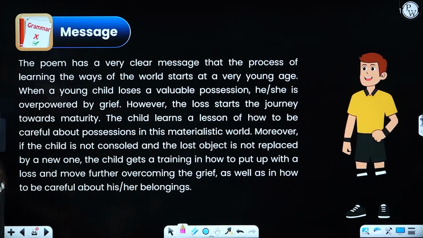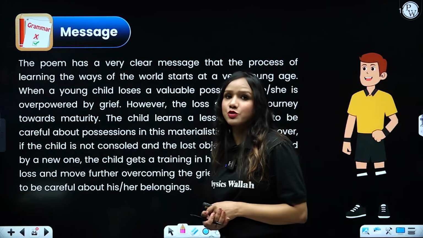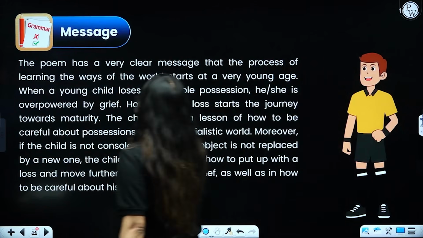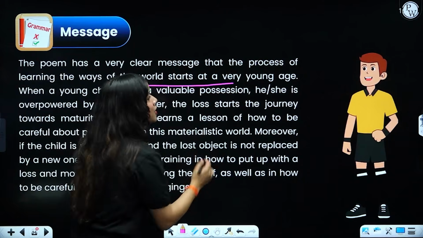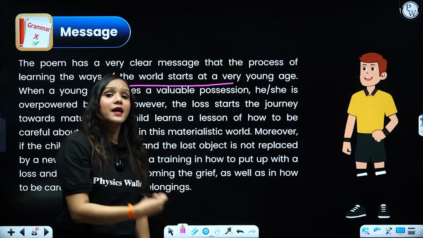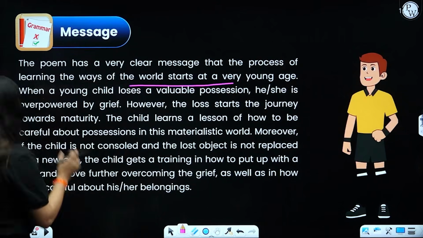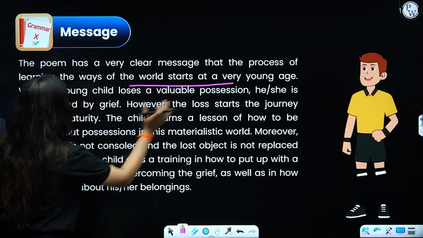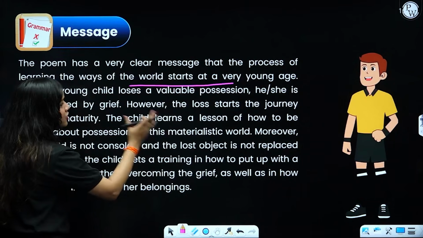Now, what is that important message that the poet conveys through this beautiful poem? What John Berryman conveys through this beautiful poem? Let's look at this. It gives us a very clear message that the process of learning the ways of the world starts at a very young age, just like it happened in the case of the boy, who at a very young age lost his ball, and there were so many memories attached to the ball. So that's why he was mourning over it. When a young child loses a valuable possession, he or she is overpowered with grief, just like the boy.